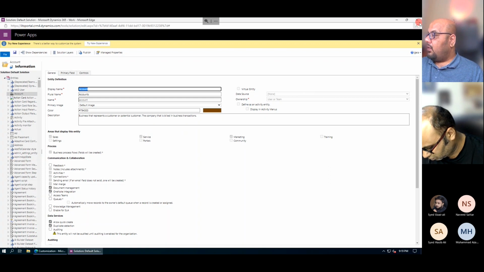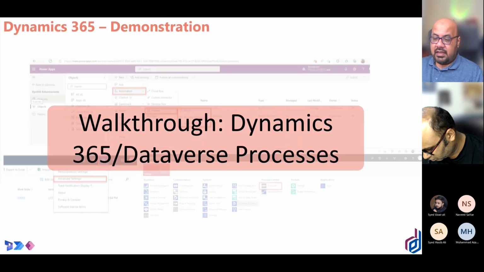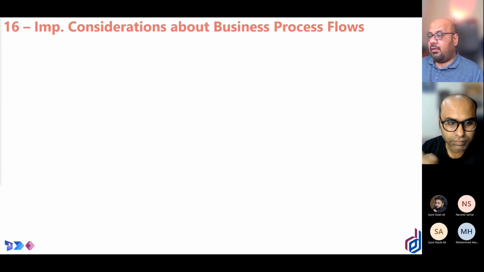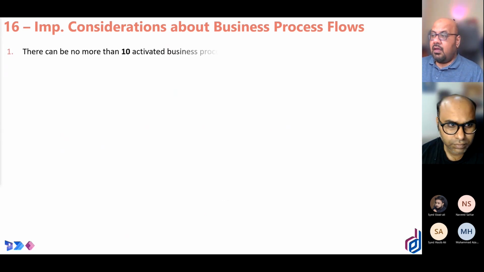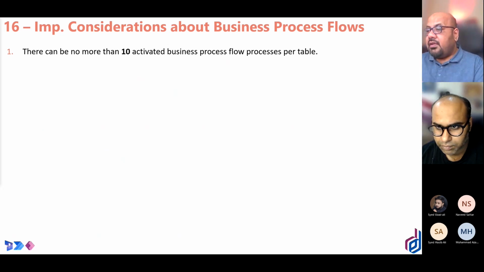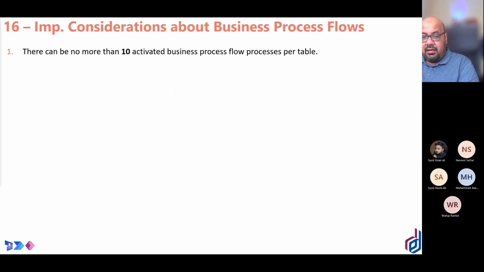So I think we have covered all the points, and then we will move to the next part. To conclude our session, there are some considerations that you have to take care of by the time you are configuring. It's like 16 points that you can see here. First, you can't have more than 10 activated business process flows per table. So that's point number one. That's very interesting: in any table, you can have a maximum of 10 business processes. You can't go more than that.